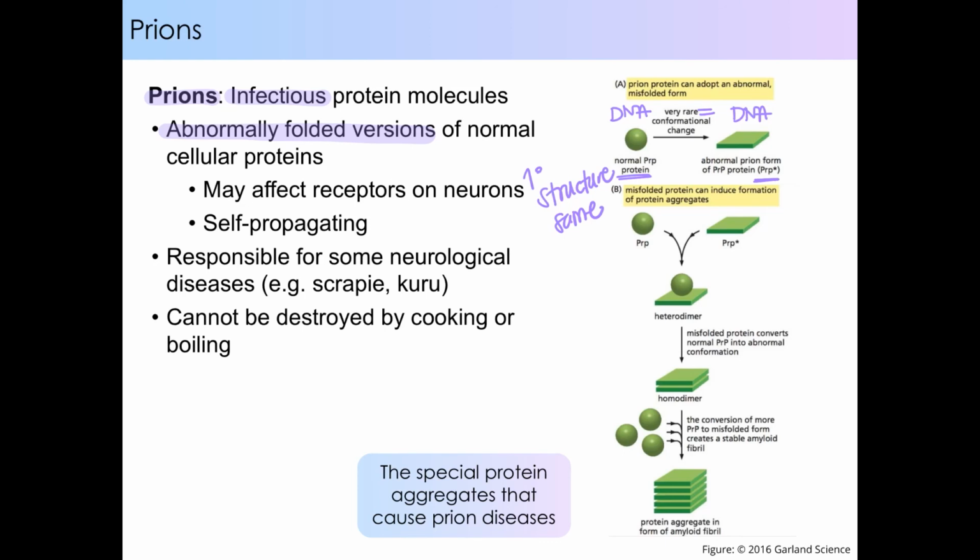Another interesting thing about prions is that they cannot be destroyed by cooking or boiling. And this is why people are encouraged to avoid eating roadkill, because there's really no way of knowing where that meat came from.